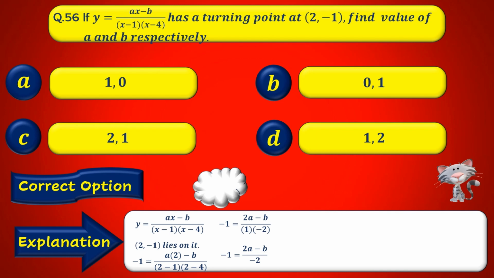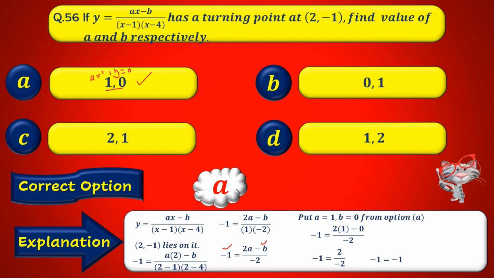Now what I do, I put the values of given options. First I use option A and put values of a and b as 1 and 0 in this equation, and we get minus 1 is equal to minus 1. So the values a is equal to 1, b is equal to 0 have satisfied our equation, so it will be the correct option. So the correct option is option A.